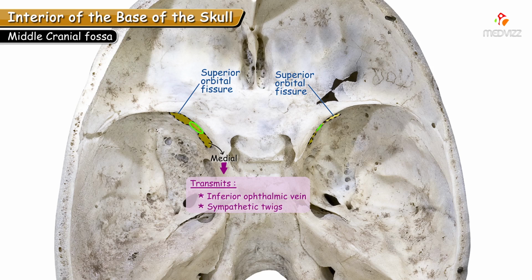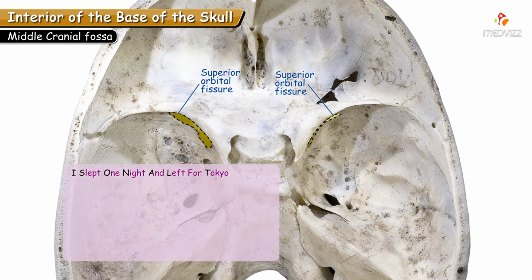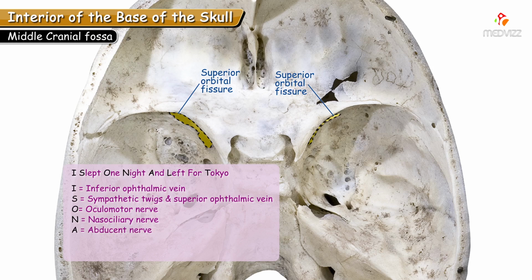So there are many structures through the superior orbital fissure. To remember this, we will make a mnemonic: I slept one night and left for Tokyo. I stands for inferior ophthalmic vein, S for superior ophthalmic vein and sympathetic nerves, O for oculomotor, that is the third cranial, N nasociliary, A abducent, L lacrimal, and T trochlear. So this is a simple mnemonic. You can make your own mnemonic to remember the structures passing through the superior orbital fissure.